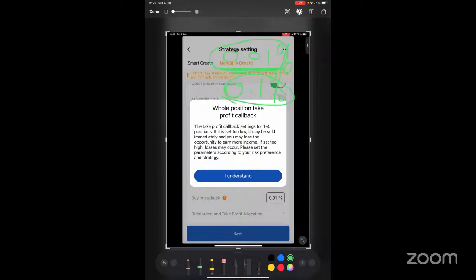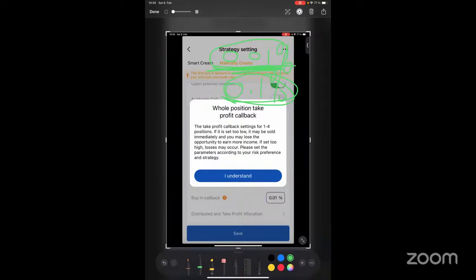Not really. Sometimes if the coin is very volatile, it's going really fast, it's possible to use this. But if it's not so fast, 0.1 is okay. So it can take its time and get that profit for you.